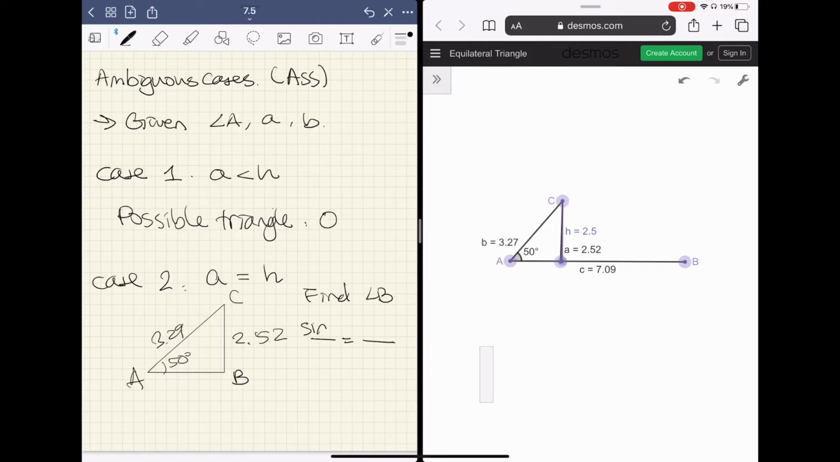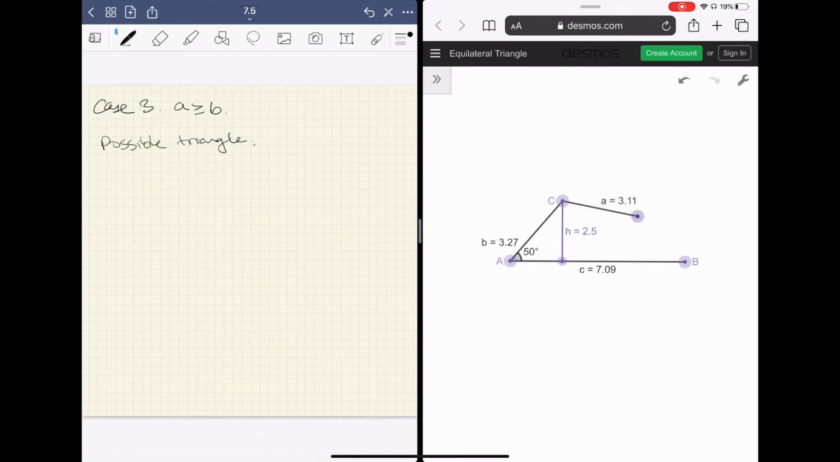So that's sine A over A. Sine A is 50 degrees over A, 2.52, equal to sine B. Sine B, we wanted to find B, so we just write B in there. Sine B over little b, 3.29. And here you can use cross multiply again to find sine B, and then use shift sine or arc sine to find angle B. We've done that before. I'm not going to do it with you guys right now. Let's move on to the next case.